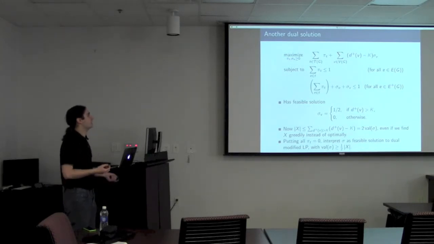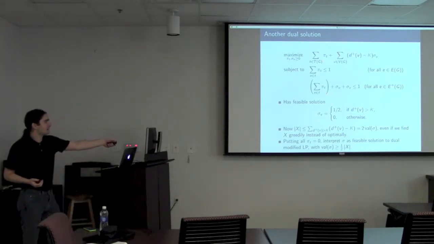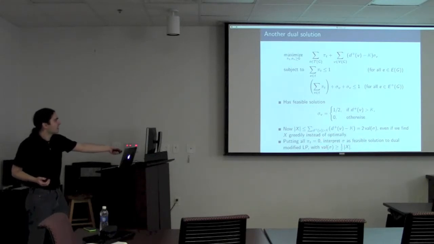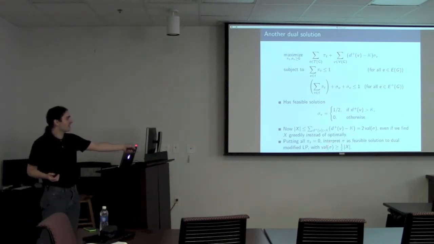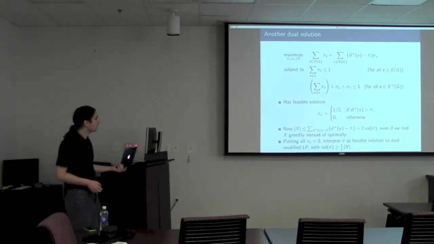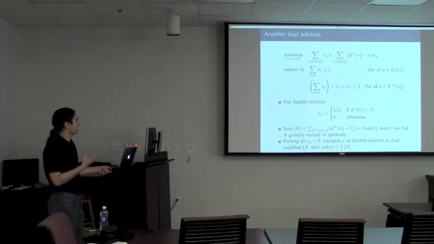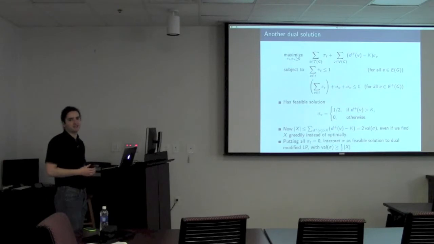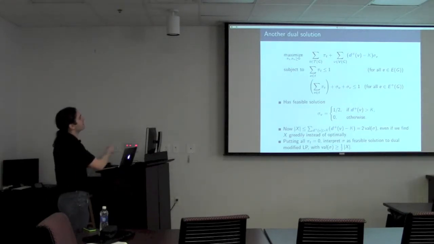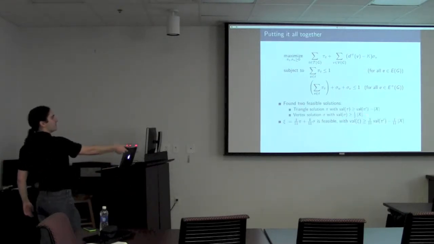And now if I think about these pi t variables and put them all equal to 0, we can think of this sigma as being a feasible solution to the modified LP. And what we just argued over here is that the value of sigma is at least half the size of X. OK, that's nice, but maybe X is tiny and it doesn't help me. It seems like all I've done is find 2 solutions that might be bad. Well, how about we put them together?